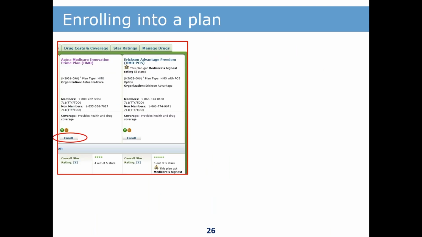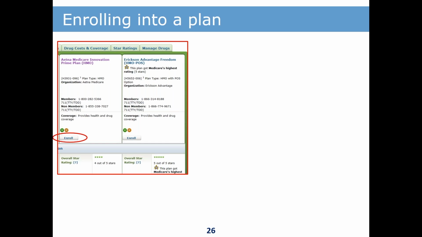Okay, let's say this person has decided that their Aetna Medicare Innovation Prime plan was the best one for them. It covered their prescriptions at the lowest cost with the fewest restrictions. The doctors participate. They're comfortable with the cost sharing and the network and so on, and they're ready to enroll. When open enrollment starts on October 15th, this enroll button will be activated on the plan finder. So you can click on that button and it will take you to the enrollment gateway. So that is one way to enroll.